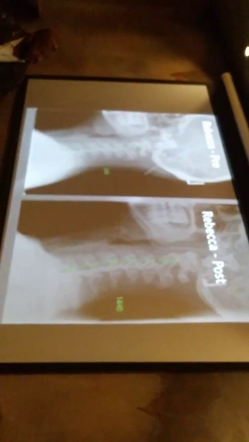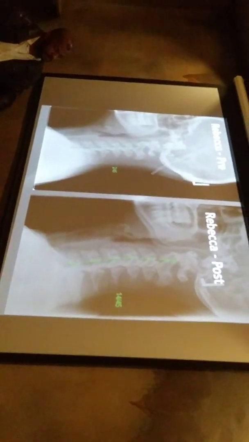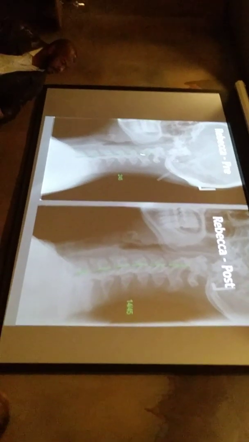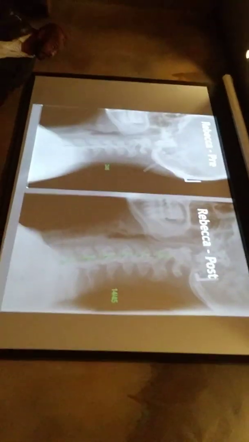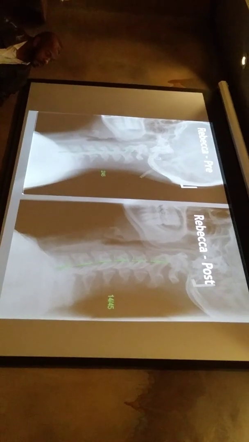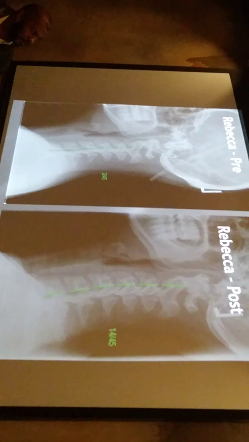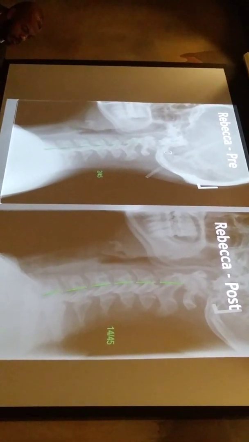Okay, we'll talk about this. This is Rebecca. This is one of our personal cases. She came to us with an extremely straight neck. She came in with neck pain, of course, as the major issue, but she also had thyroid dysfunction. She also had digestive issues, and she could not lose weight. She tried every diet in the world. She could not lose weight.